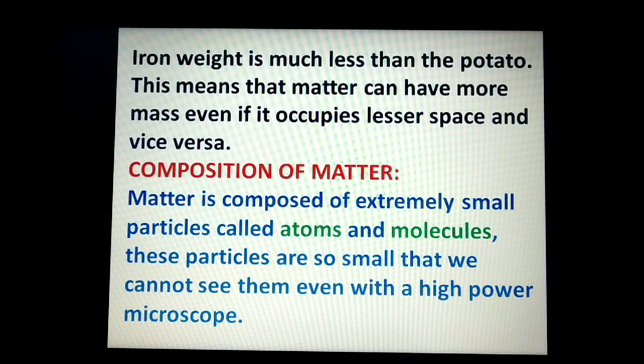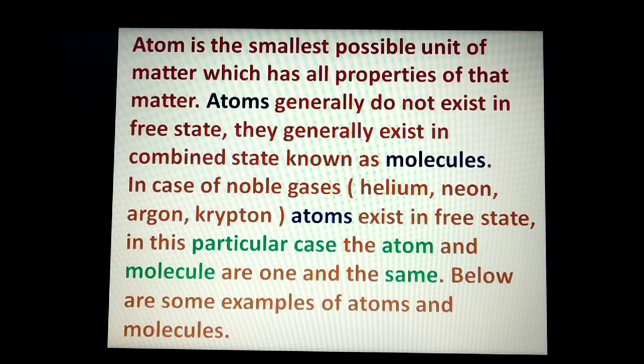Now we come to composition of matter. Matter is composed of extremely small particles called atoms and molecules. These particles are so small that we cannot see them even with a high power microscope. Now, atom is the smallest possible unit of matter, which has all properties of that matter.